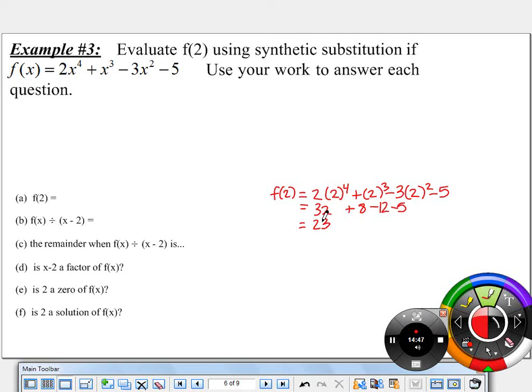Now watch this. If 2 is the number that I use inside my box in my synthetic substitution with this polynomial, so lead coefficient is 2. The next one's 1, negative 3. We're missing the term that has just x to the first power, so 0 placeholder, and negative 5. So if I plug 2 into this process, remember the process, multiply when it's below and then add as you're going.